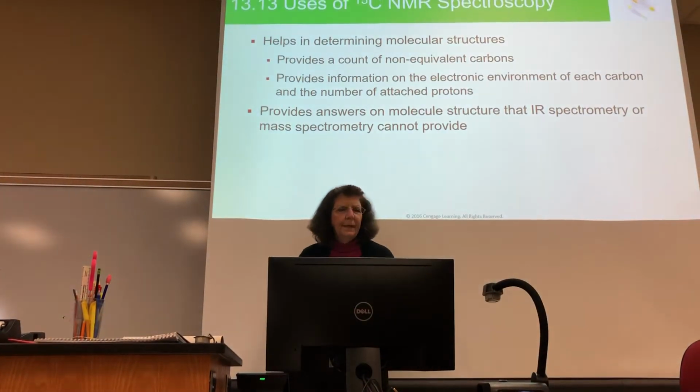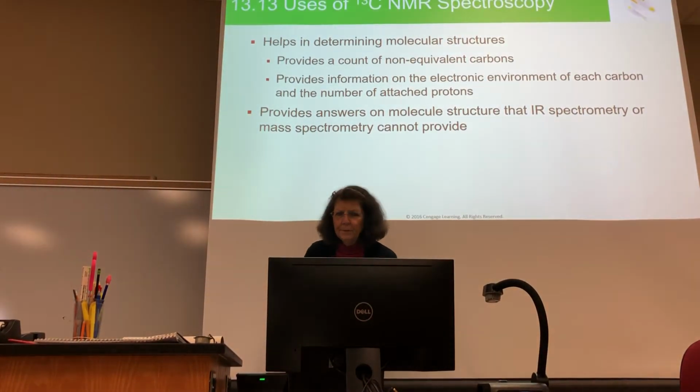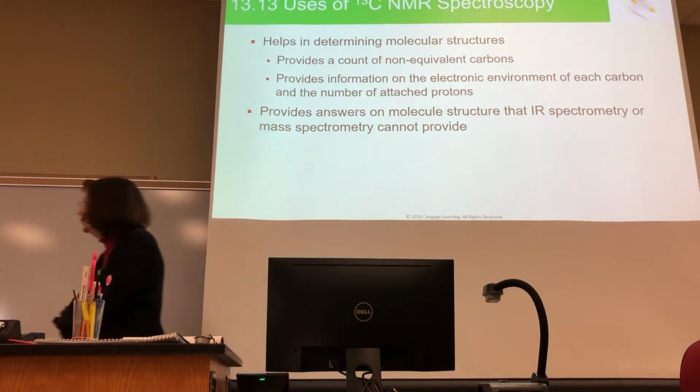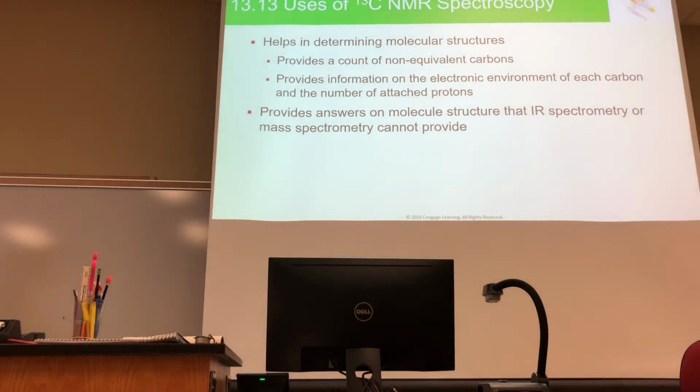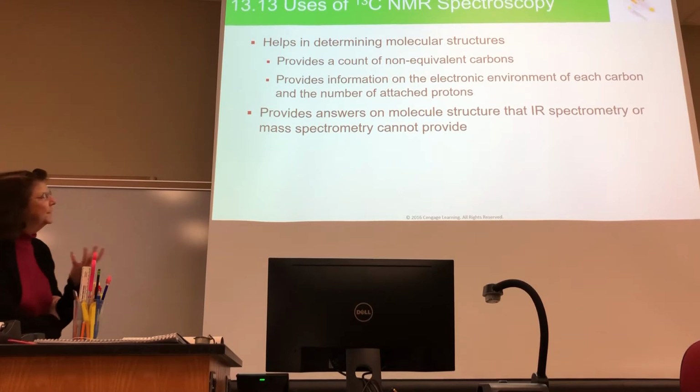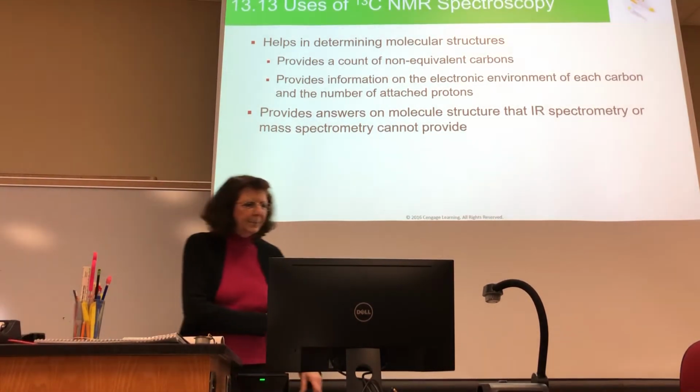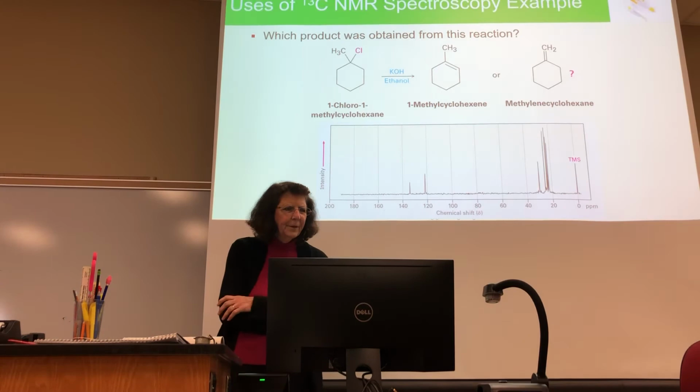Okay, so C13 NMR helps us determine molecular structures, as you can tell. Still can't believe I forgot to erase that hydrogen on that, but anyway, sorry about that. It provides a count of non-equivalent carbons, as we know, so in other words, and we should put environments by that. And it gives us a lot of information, okay? So we can use it to get the electronic environment and the number of attached protons.